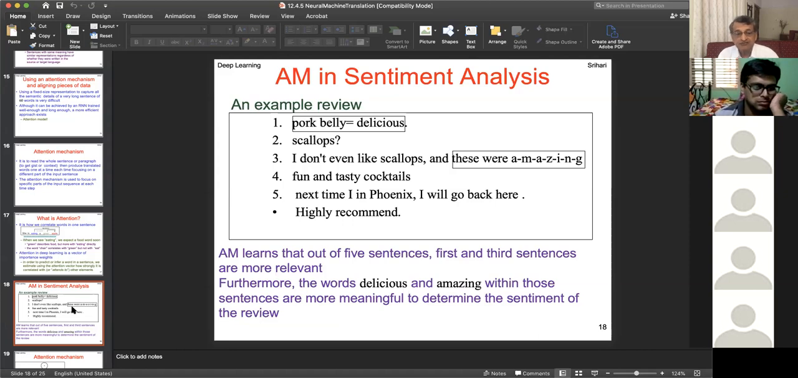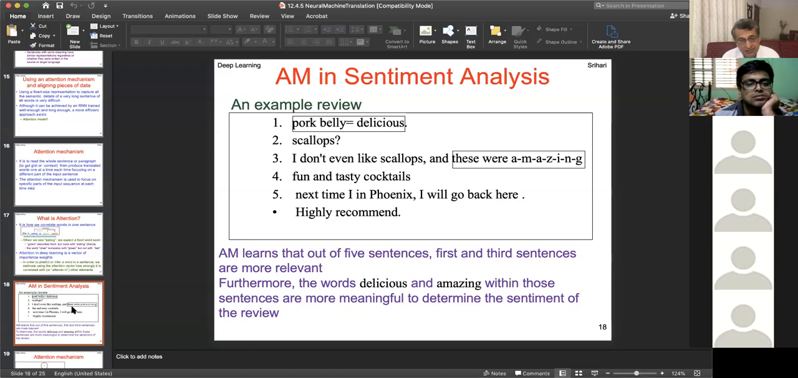Then they wrote, "Fun and tasty cocktails." And the next one was not even grammatical: "Next time I in Phoenix, I will go back here." And then they concluded the review by saying, "I highly recommend." This was what was given in the training data, fed into an attention mechanism. It learns that out of these five sentences, the first and the third, "pork belly equal to delicious" and "these were amazing," are more relevant to the final conclusion, "highly recommend." Furthermore, the words delicious and amazing within those sentences are more meaningful in determining the sentiment of the review.